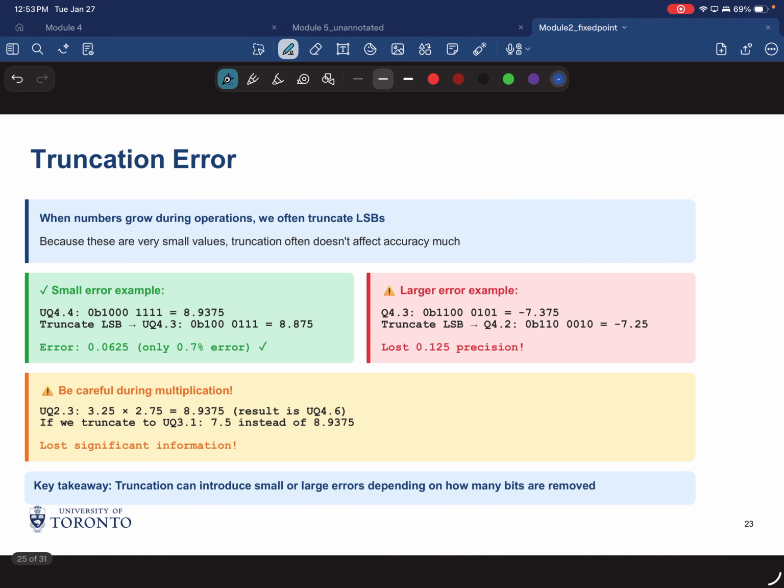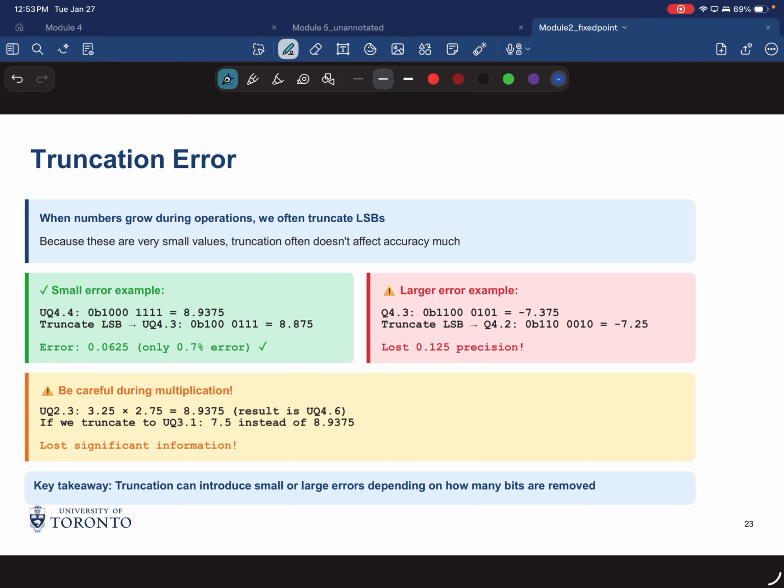Okay. We said, again, one of the errors we have is quantification error, where you're just truncating your result. You're removing some of the fractional bits. It's just an error. It's going to introduce error. And when that happens, then error happens, okay?